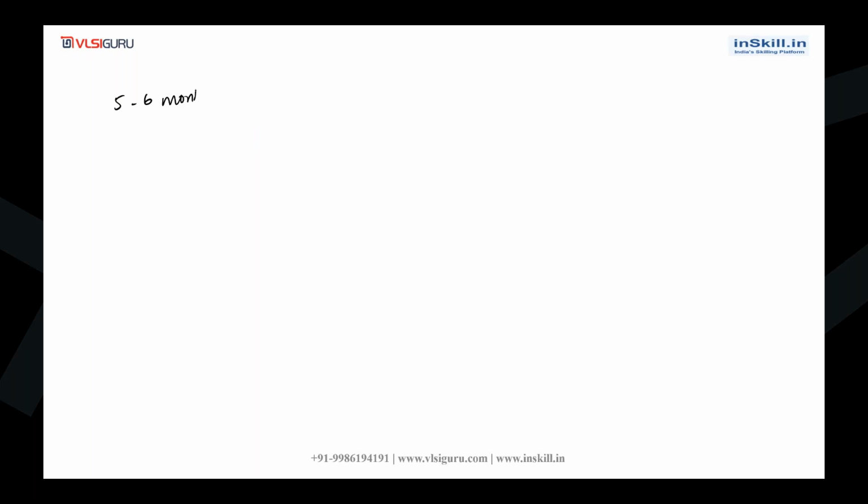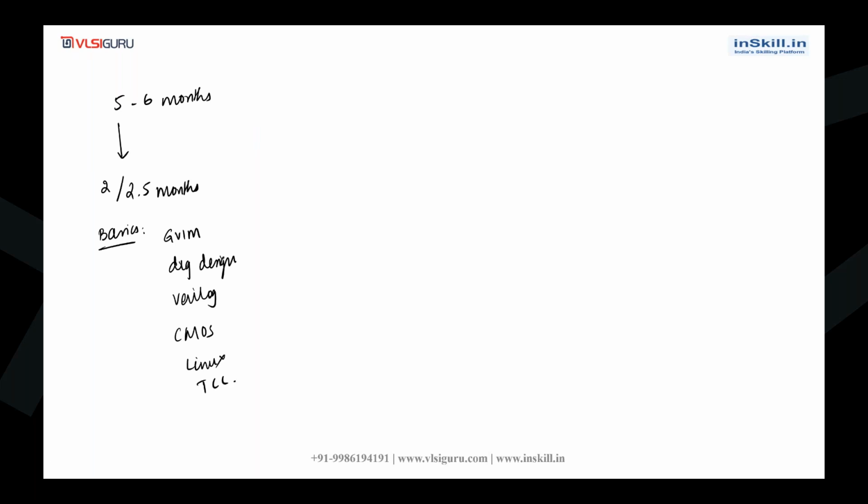So the first 2 to 2.5 months, they will be covering basic topics like GVIM, which is a text editor, and then digital design, Verilog, CMOS, Linux, and Pickle. So these basics they will be covering for the first 2 to 2.5 months.